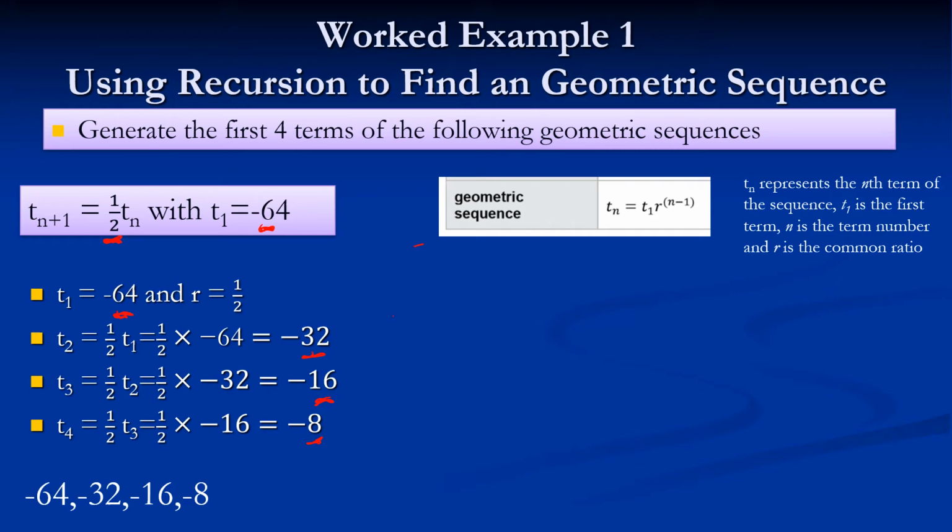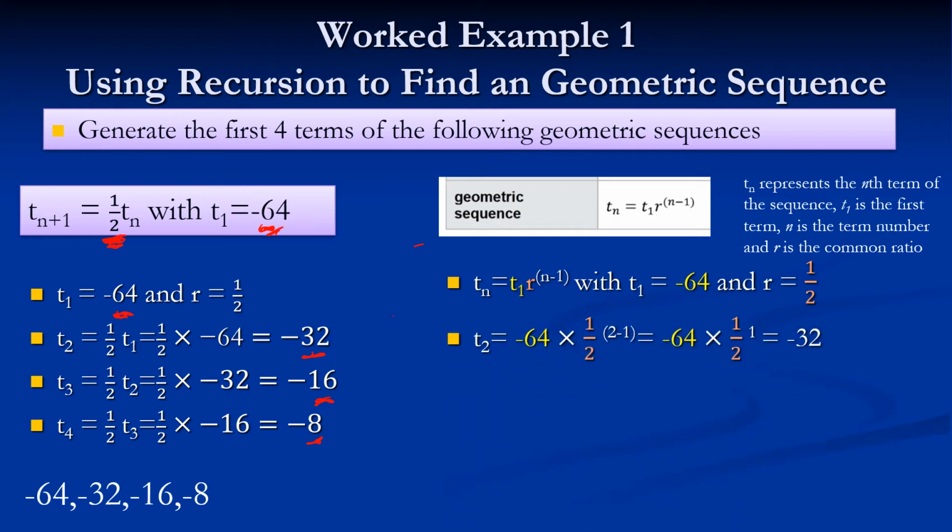Now let's apply that geometric sequence rule, and we'll do the same thing. So we have our common ratio being a half, and the first term is going to be negative 64. So term 2 is got to be term 1 multiplied by the common ratio, which is a half, to the power of that term number minus 1. So negative 64 multiplied by a half to the power of 1 is negative 64 times a half, which is negative 32.